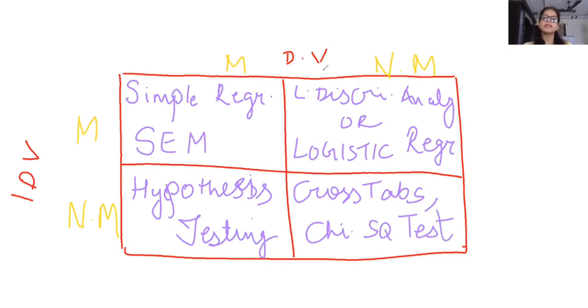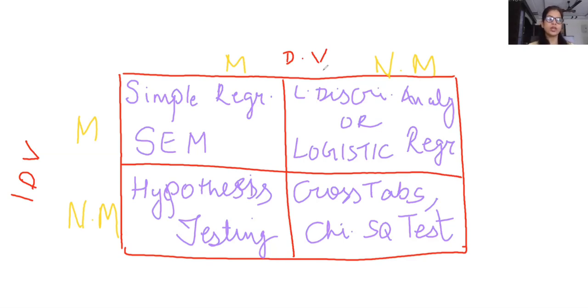So when your dependent is metric and independent metric, simple regression and SEM. When dependent is non-metric and independent is also non-metric, then cross-tab chi-square. You just need to check which variable, dependent or independent, is metric and non-metric. Do not get confused and do not mix and match any of the columns. Every column has its own significance, metric to metric, non-metric to metric, and vice versa.